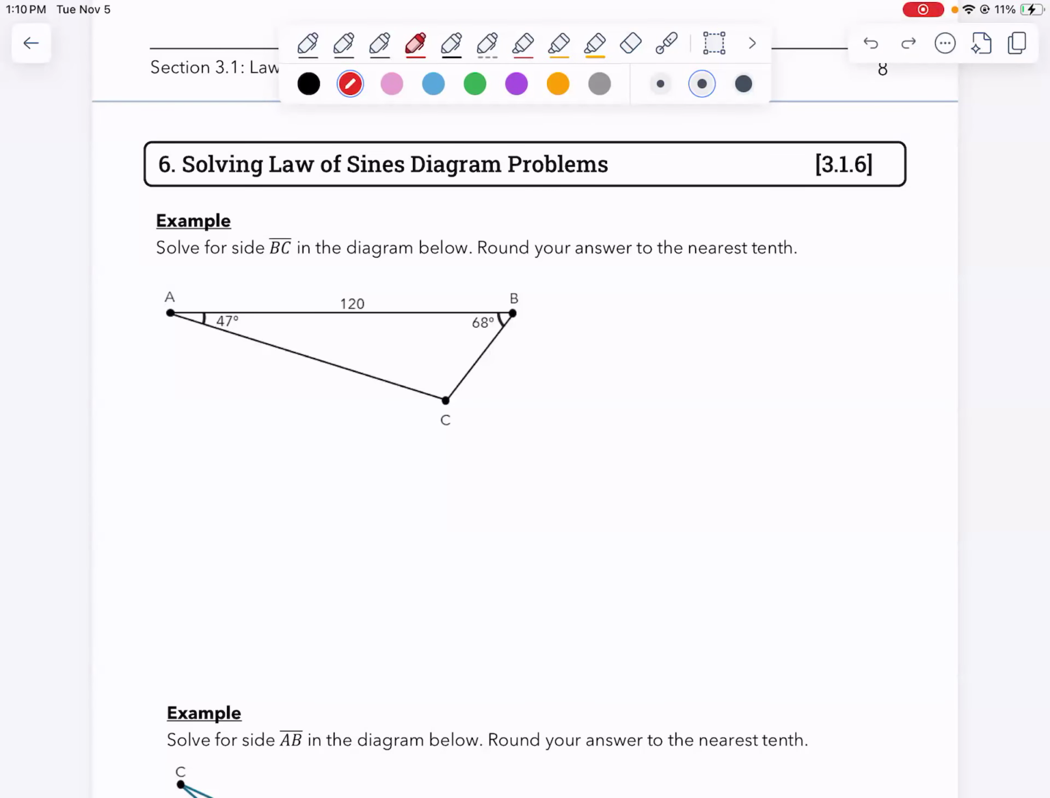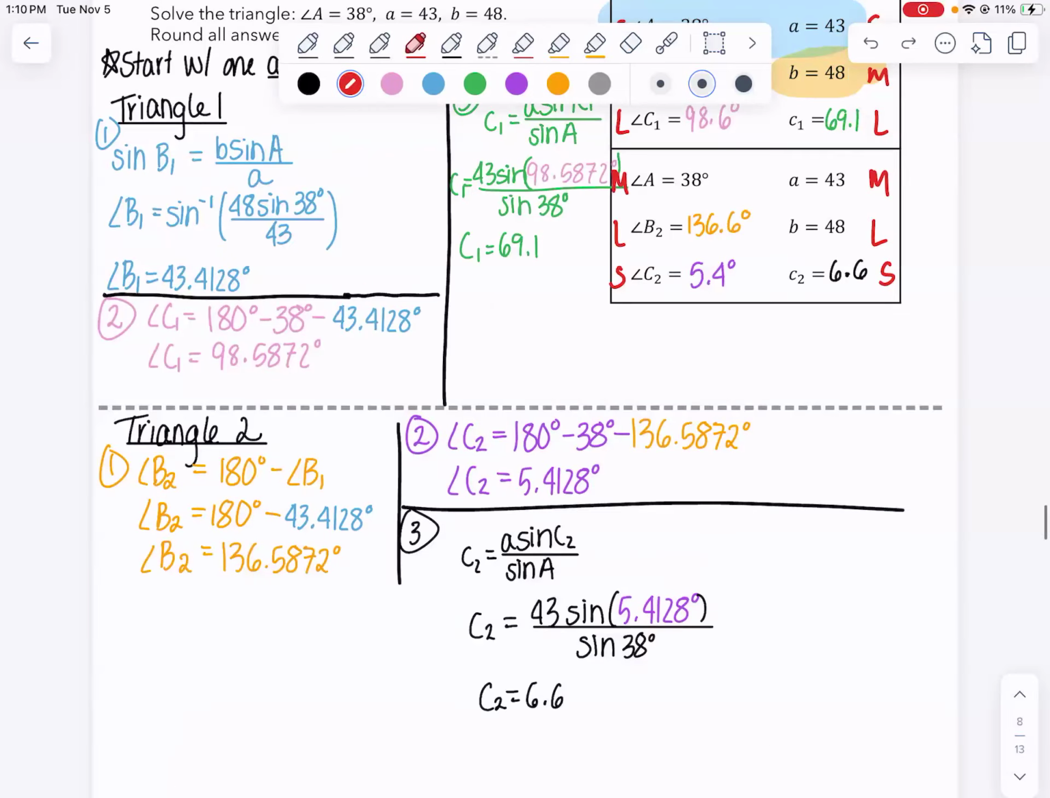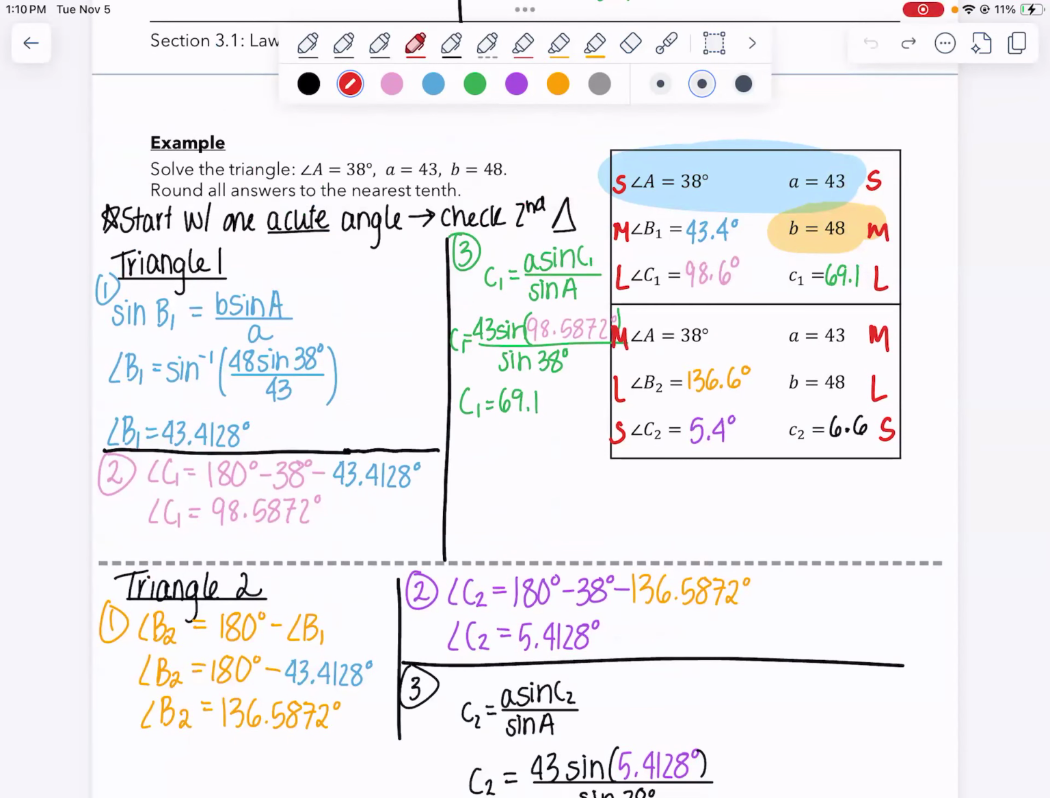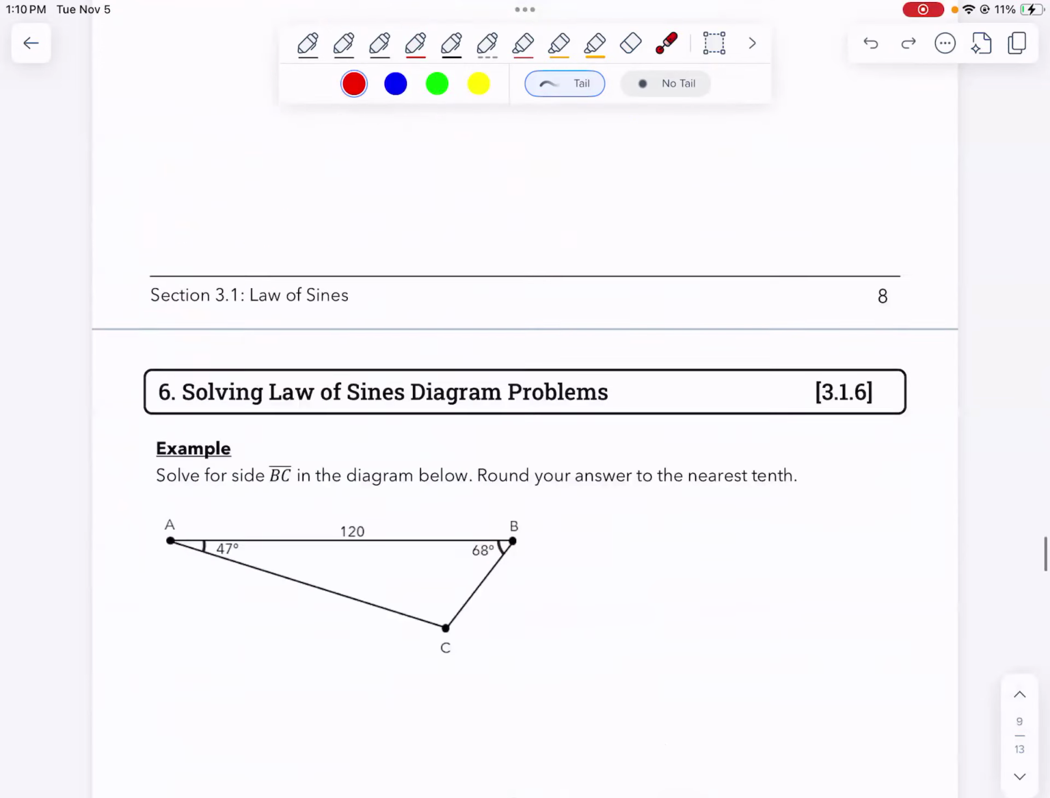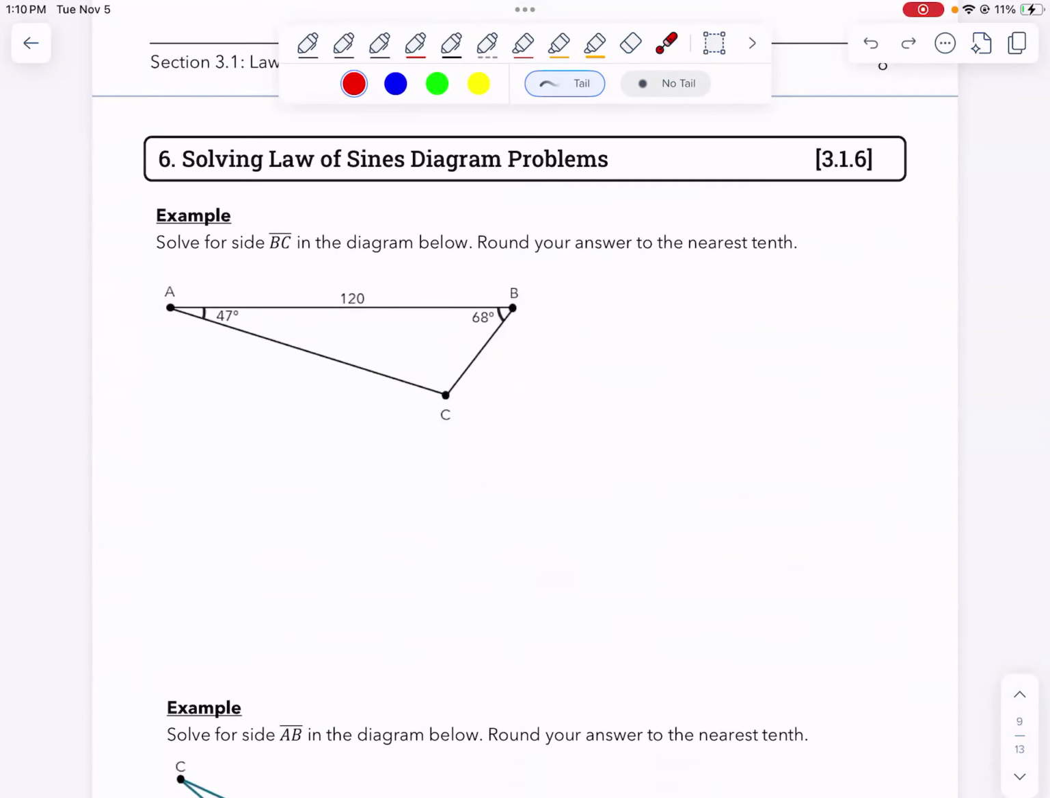Solving law of sines diagram problems. All right, so in the previous examples, we were given angles like A, B, and C in some form like this, where it's given to you, but there's no picture. But sometimes we need to use law of sines and it's a picture we're looking at. So that's what these are.